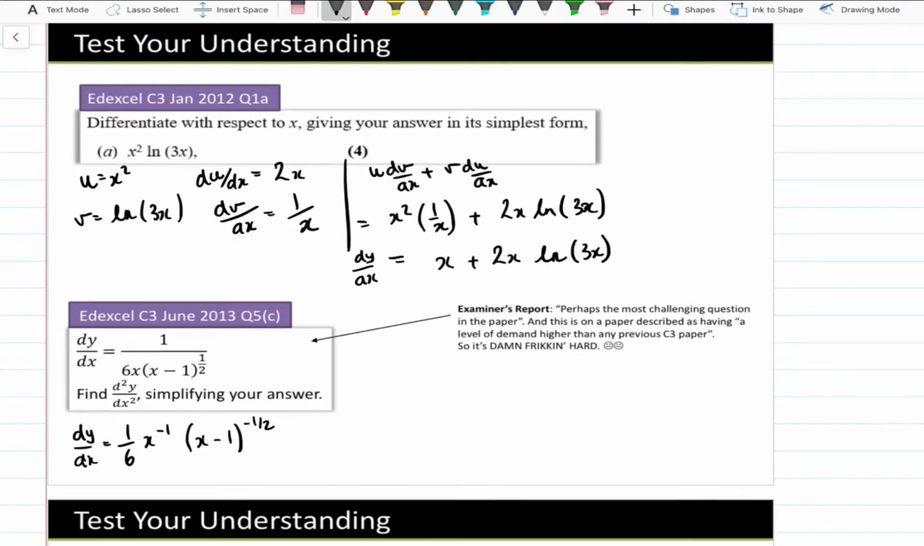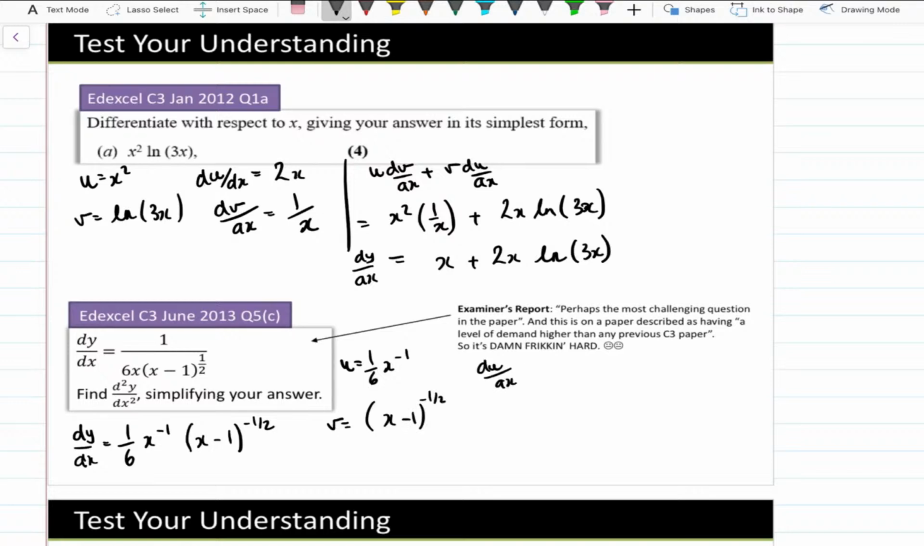Super. So they've said this one's quite hard. I don't think it's too bad, as long as you know where that starting point is. Maybe I would have struggled with that. So u is equal to 1 over 6 x to the minus 1. V is equal to x minus 1 all to the power of minus a half.